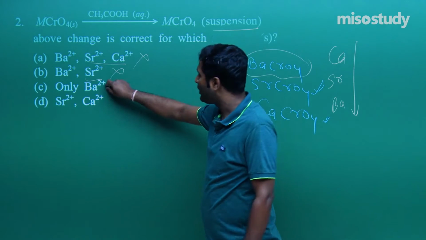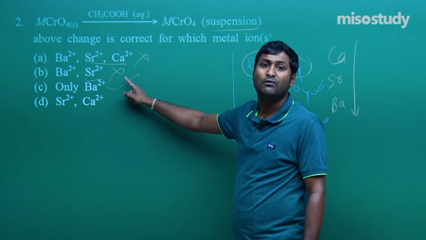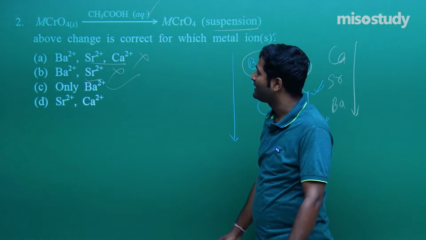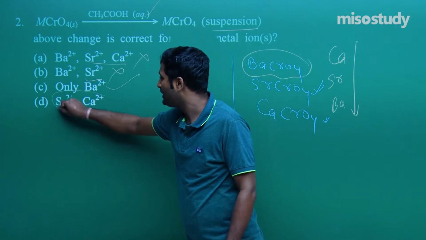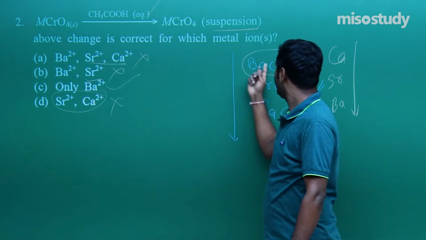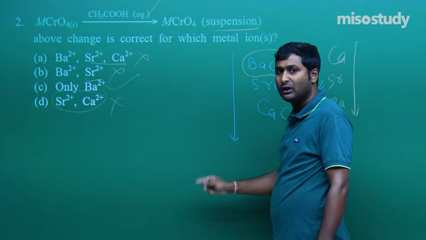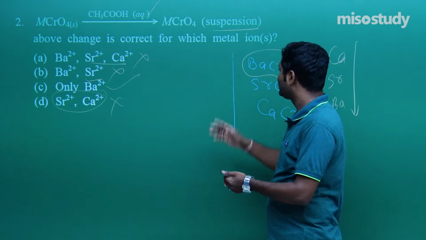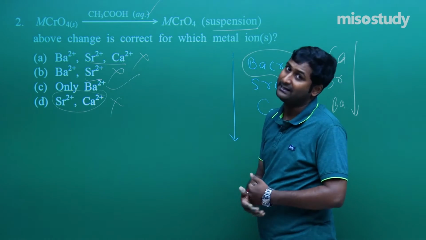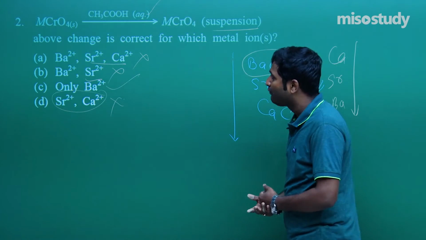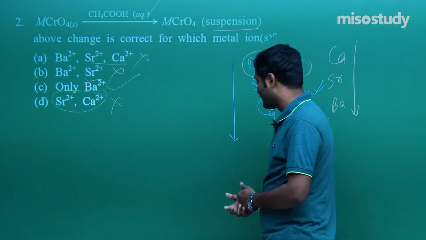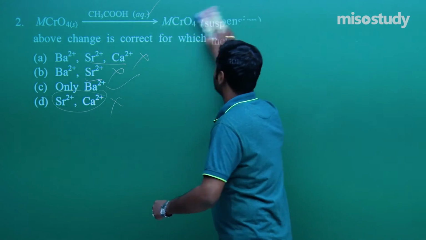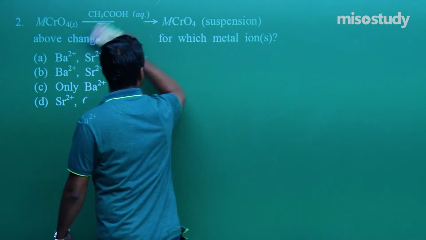But if I talk about the Ba2+ ion, this is not soluble in aqueous CH3COOH, acetic acid. This one is also not a correct option because it is soluble. As we move down the group, the solubility of the alkaline earth metal chromate decreases. Clear? So for this, C is the correct option. Now let's move to the next question, and check it out.